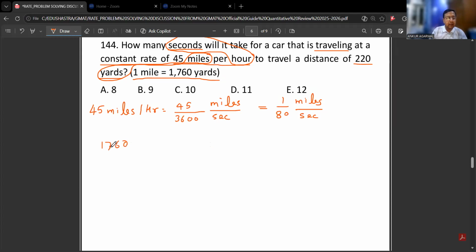1760, right? Convert this into yards. 1760 into 1 by 80, right? 1 by 80. So this is coming out to be what? Yards per seconds, right? This is yards per second. And when you simplify, when you cut, so 0 from 0, right? And from this 8, you are cancelling 176. How much? 22 times. So this is what?